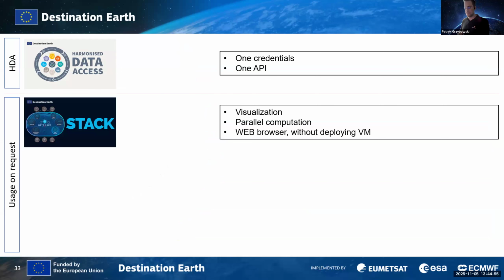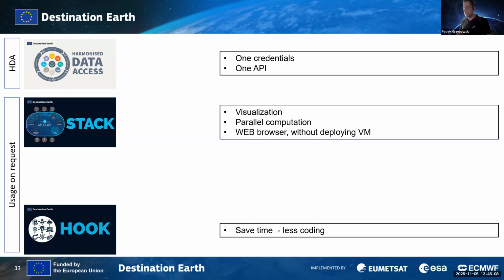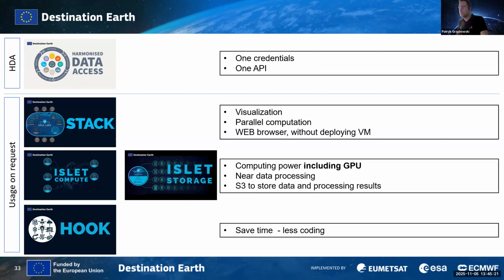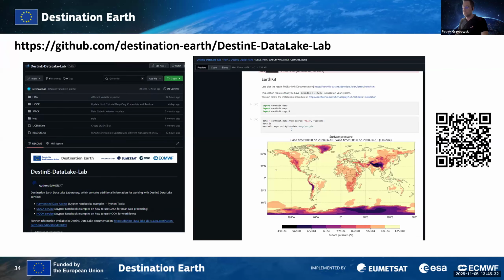The edge services stack is about visualization, about processing data in the web browser, but maybe even mainly about parallel computation on different sites. Hook is a functional service, so you don't have to code some pipelines or workloads, because they are ready to be used. And ILET is about computing power, about virtual machines, including GPU, about processing data just next to the data, and about access to S3 storage.